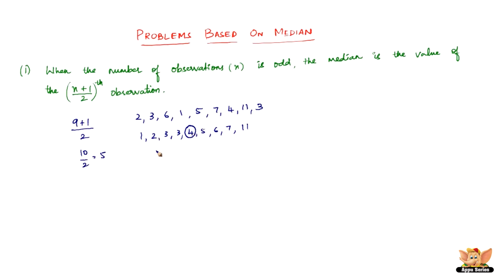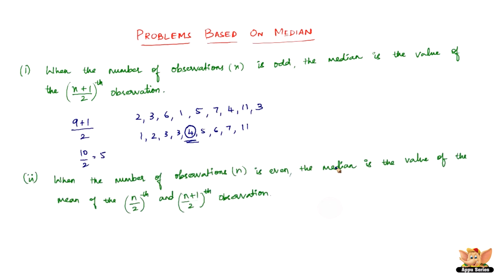So here, if you see, the 4 is exactly the fifth observation. First, second, third, fourth, fifth. So this is how you identify median when the given number of observations n is odd. Now what if the number of observations n is even? Let's see how we go about that.